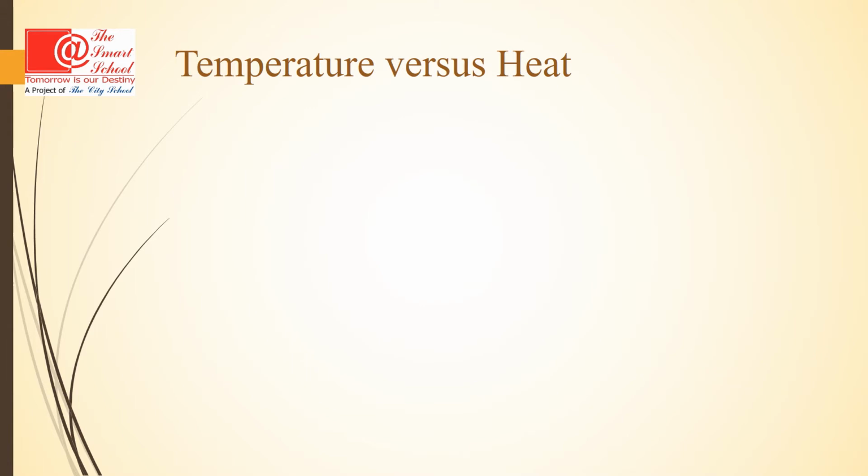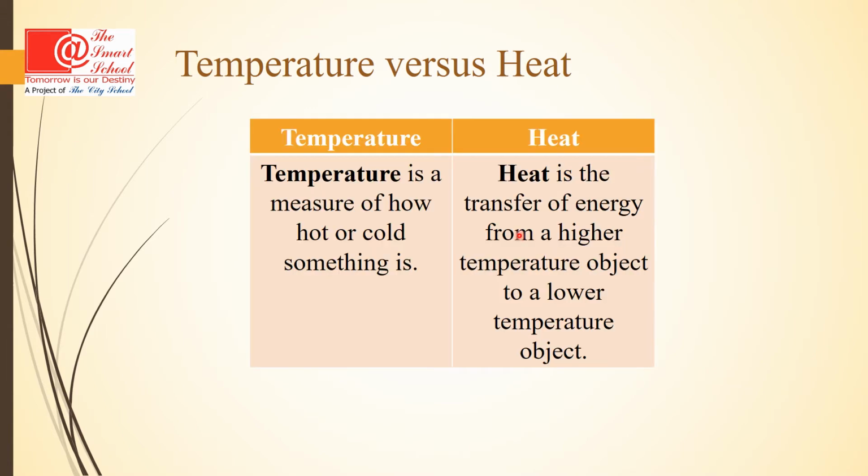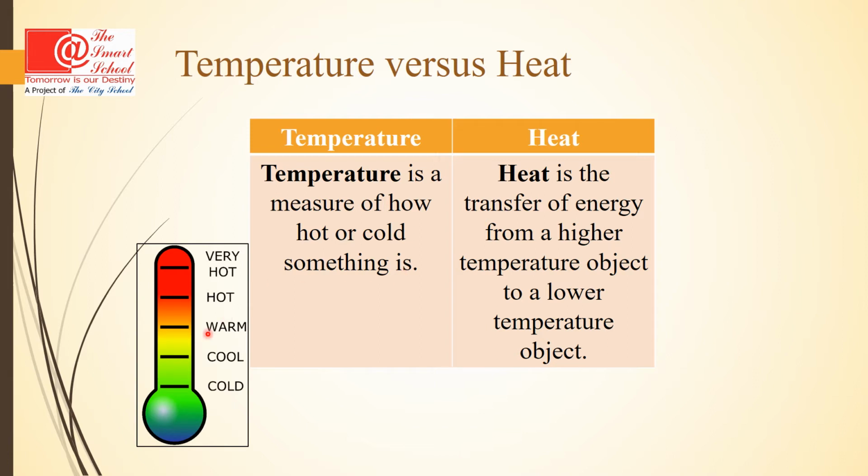Temperature versus heat. Temperature is a measure of how hot or cold something is. As you can see, this thermometer is measuring the temperature from cold to cool and warm and then hot and then very hot. So this is a measure of how hot or how cold something actually is. While heat is the transfer of energy from a higher temperature object to a lower temperature object.